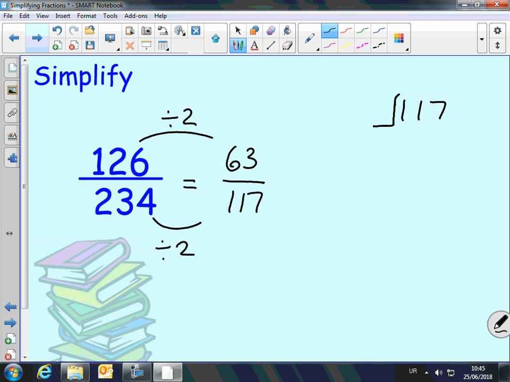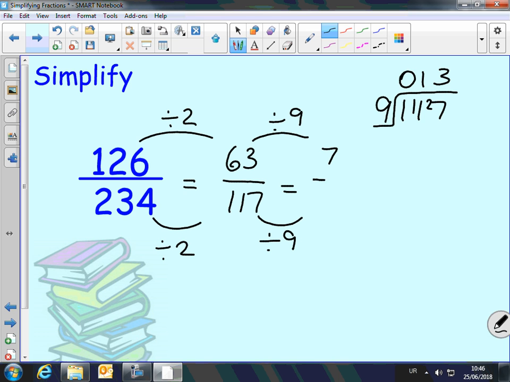117 divided by 9. In this situation, we can't divide 1 by 9. Carry the 1. So 11 divided by 9 is 1, remainder 2. 27 divided by 9 is 3. Perfect. So 9 is a factor of 117, which means we can divide our numerator and denominator by 9. 63 divided by 9 is 7, over 117 divided by 9 is 13. So there we are, 126 over 234 is simplified down to 7 over 13.